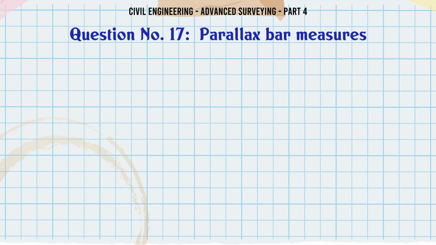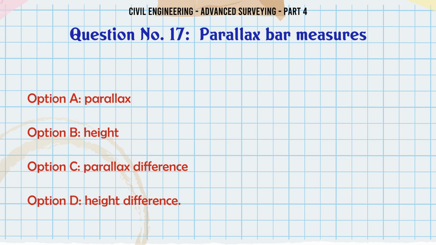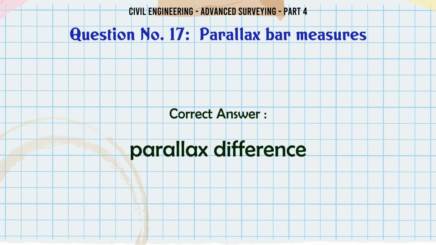Parallax bar measures A. Parallax, B. Height, C. Parallax difference, D. Height difference. The correct answer is parallax difference.